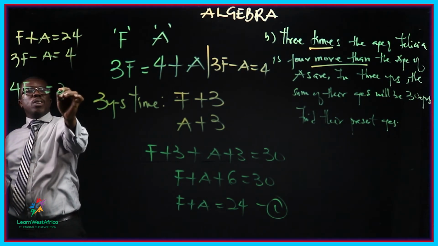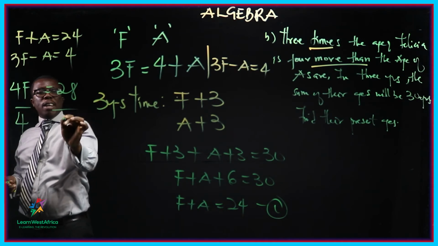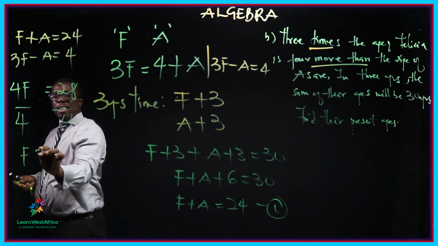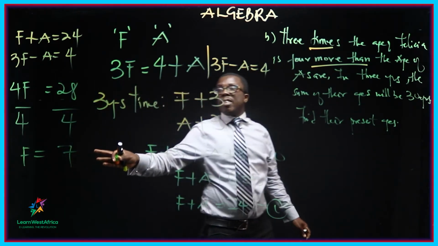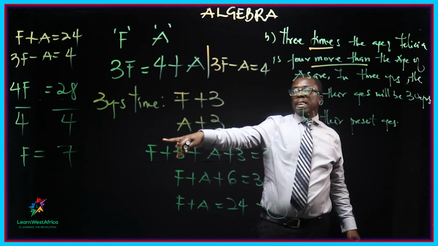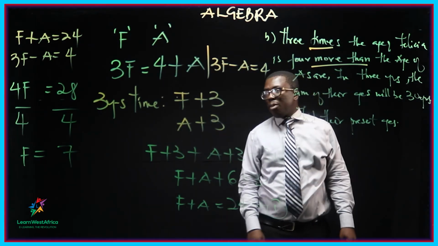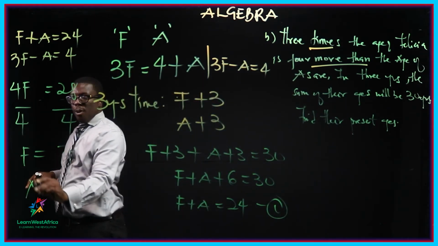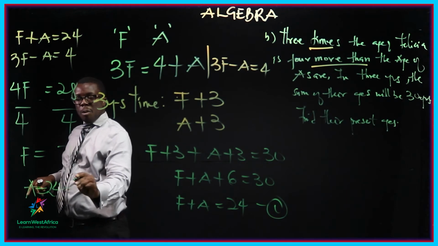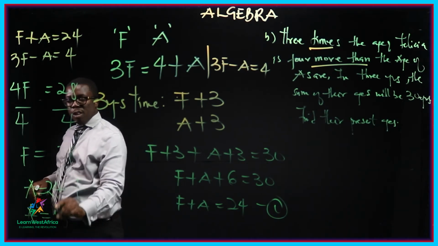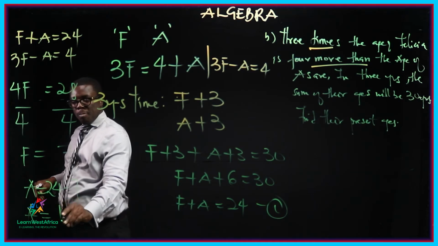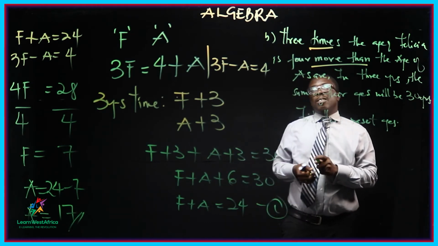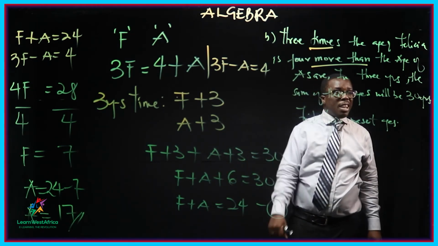And 24 plus 4 is 28. Divide both sides by 4, and we get F is equal to 7. So Felicia is 7 years. Therefore A will be 24 minus 7, which is 17. So Asari is 17 years and Felicia is 7 years.